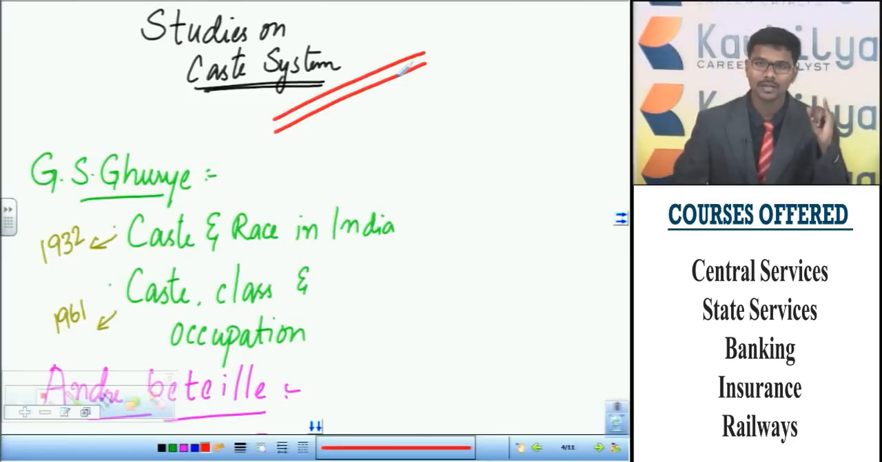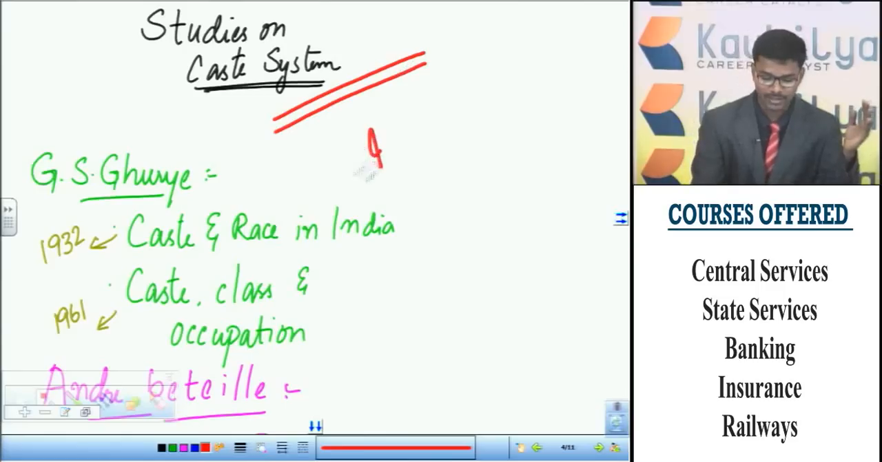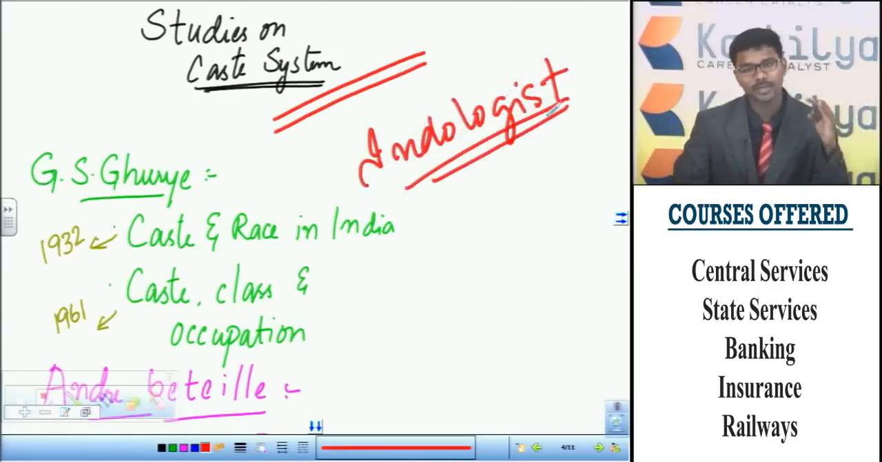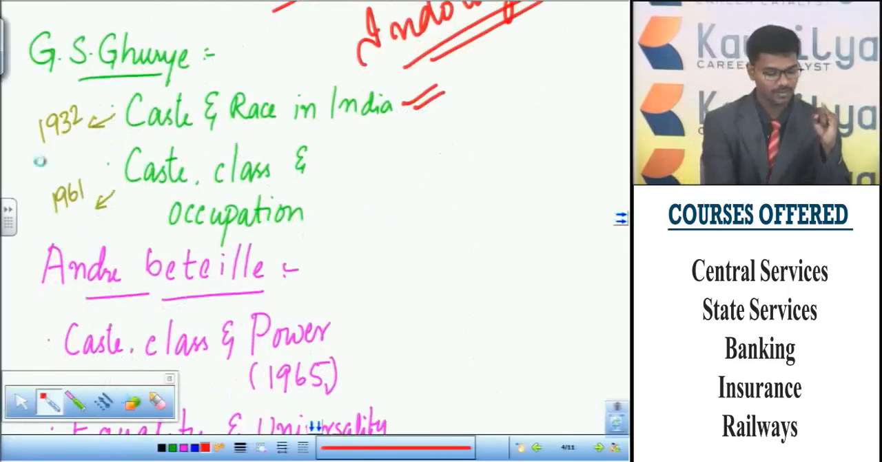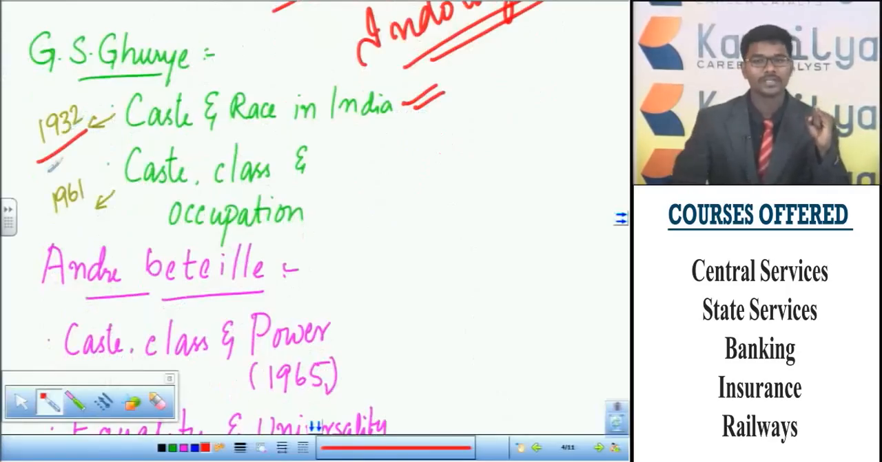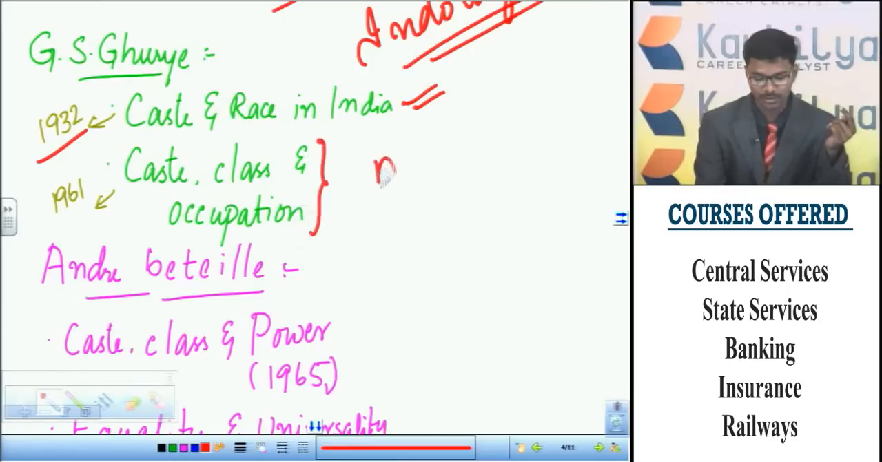One of them is G.S. Ghurye. He is an Indian-born sociologist and an Indologist. An Indologist is a person who studies the social features of India. He made a basic and extensive study of the caste system in India in two books mainly. First is Caste and Race in India, which was published in the year 1932, and Caste, Class and Occupation, which was published in the year 1961.